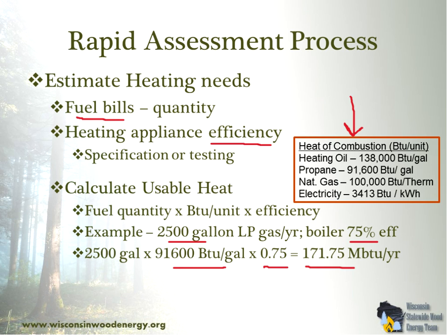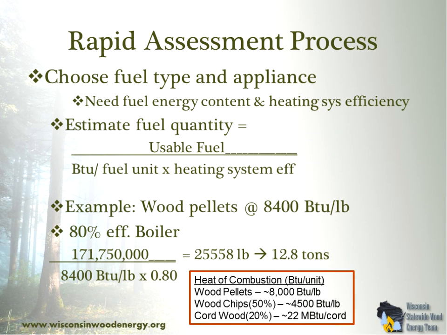So you can either look at the specifications of the appliance you're using now, or you may have to get it tested. If it's an older unit, it's probably good to have it tested to see what that efficiency would be. And then we can calculate the usable heat. And that's going to be the quantity of heat times the BTUs per unit times the efficiency. So my example here, if we use 2,500 gallons of LP gas, with a boiler efficiency of 75%. So it's 2,500 gallons times the BTUs per unit, which is what this little box up here has, a list of the common fuels, times my efficiency, which is going to give me 172 million BTUs per year that we're going to use. So that's the first number that we need to have.